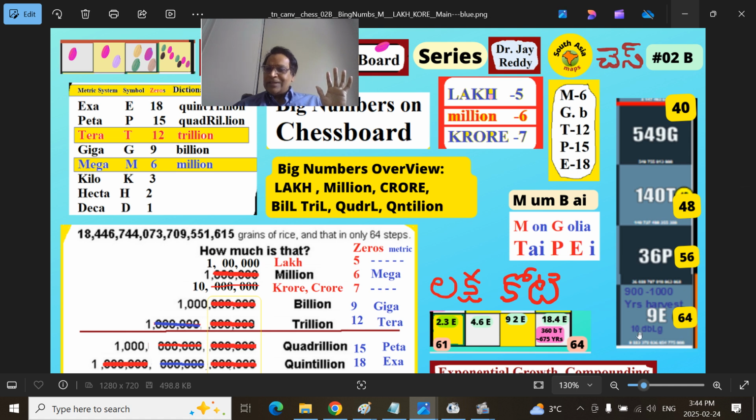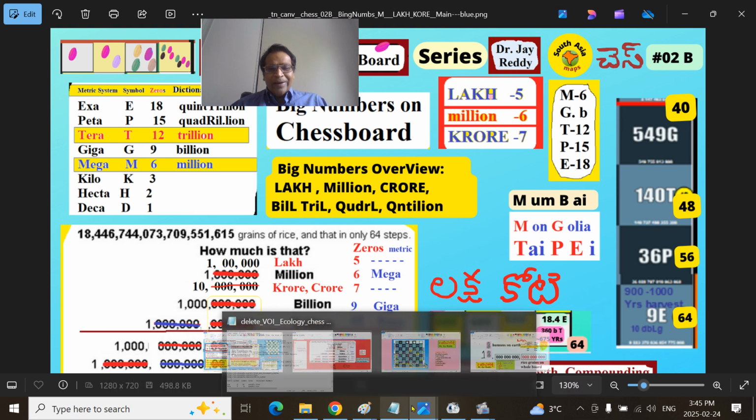That is just the grains on that square, and if you want to calculate the entire grains, you just double it. Entire chessboard, 18 followed by 18. This is the exa grains. At the 56th square, 36 peta grains, that is the quadrillions. In the 48th square, you have 140 trillion, that is the tera grains. And in this 40th square, around 550 or so giga, that is the billion grains you can put on the square board.